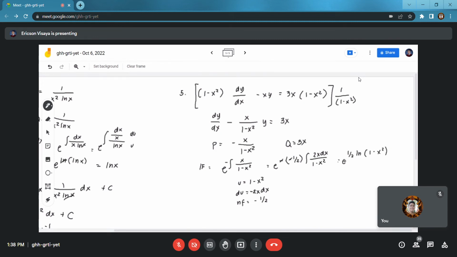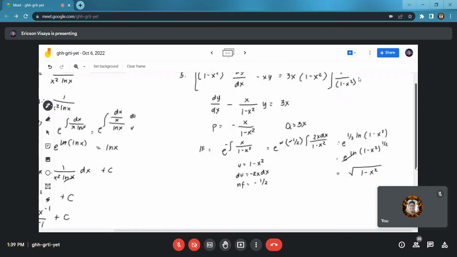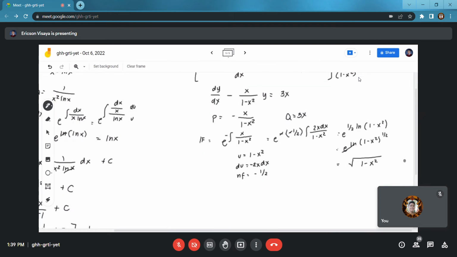So, papasok natin ng 1/2 sa loob. Bali yan ay equal to e raised to ln of 1 minus x squared raised to 1/2. Bali ito na yung ating square root. So, yan ay equal to the square root of 1 minus x squared. Bali, meron tayong square root integrating factor. So, pagkatapos nito, write na natin.